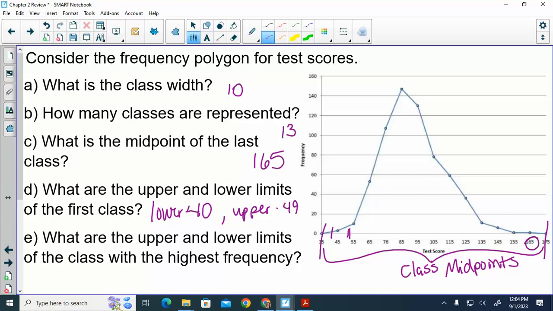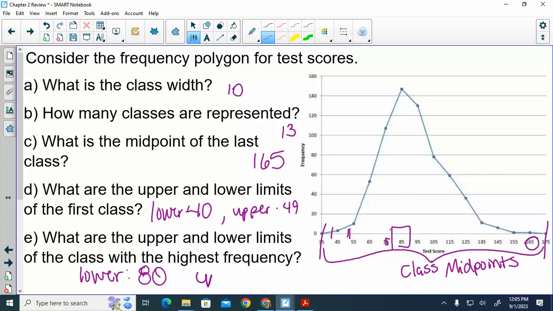All right, the upper and lower limits of the class with the highest frequency. So my highest frequency has a midpoint of 85. So what would be the lower limit of that class? I took this out of the book, but that's 75. So the lower limit, this started at 80.